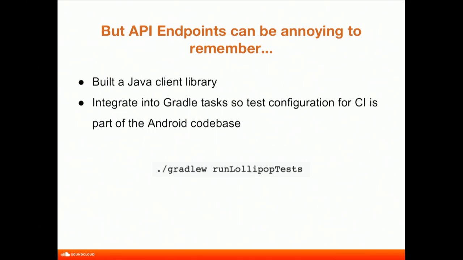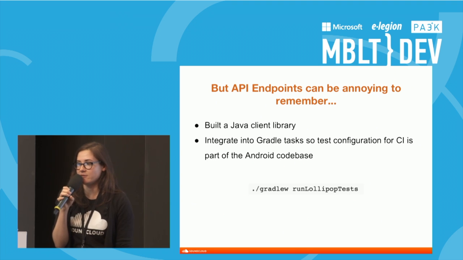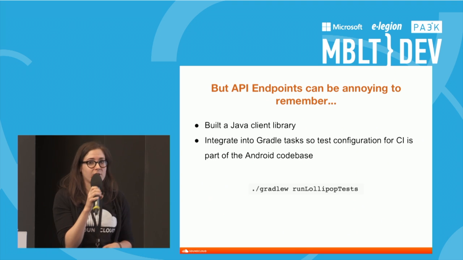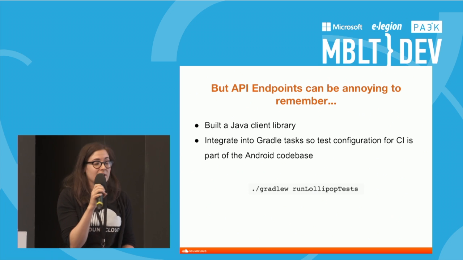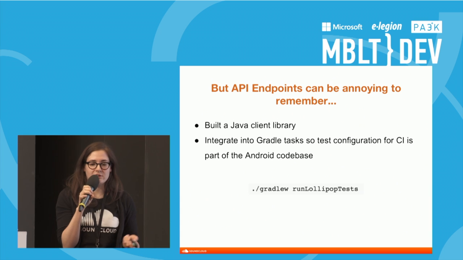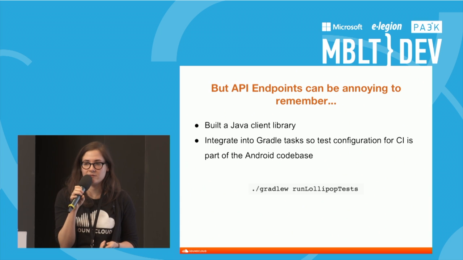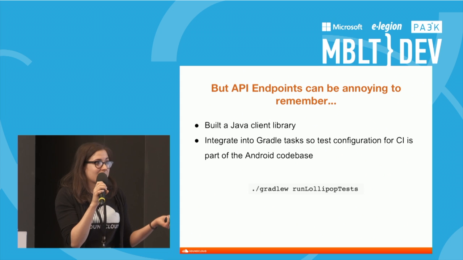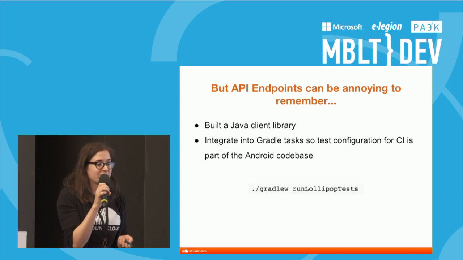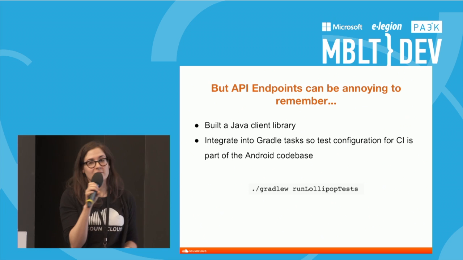API endpoints can be annoying to remember and to configure. So we built a Java library that helps you do this. And we integrated it into the Gradle tasks so that all the test configuration that's done on CI is part of the Android code base. So instead of doing all of the stuff that I showed in the previous slide, you can just do Gradle run lollipop tests.